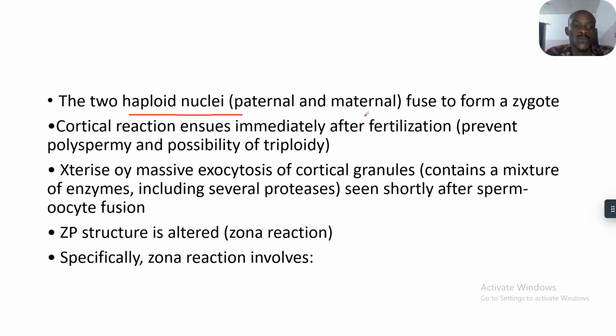Okay, and also cortical reactions ensue. What? Immediately after fertilization, preventing polyspermy and the possibility of what? Triploidy. This is characterized by massive exocytosis of cortical granules. This contains a mixture of enzymes, including several proteases. Now, this is seen shortly afterwards, sperm-oocyte fusion.